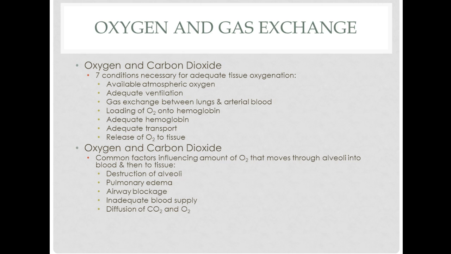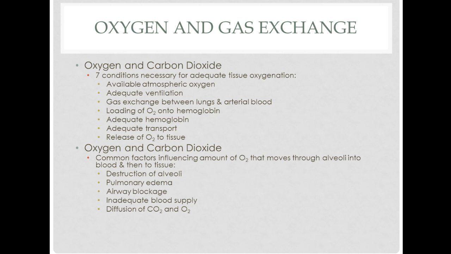You need to have adequate ventilation. You have to have good gas exchange between the lungs and the arterial blood. Loading of O2 onto hemoglobin, as you may learn as you get to hematology, there are some issues there. You need to have adequate hemoglobin. If you're anemic, you're not going to be able to carry as much oxygen. Adequate transport through the body. People with poor circulation are going to have issues. And the release of oxygen to the tissues.